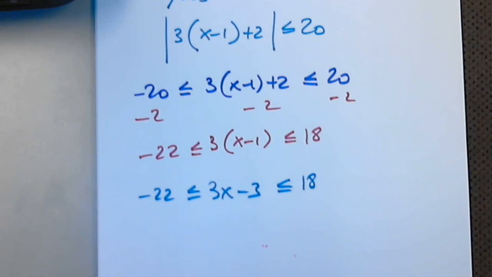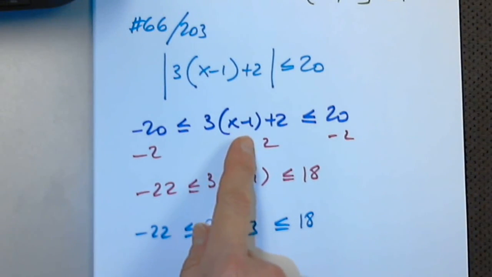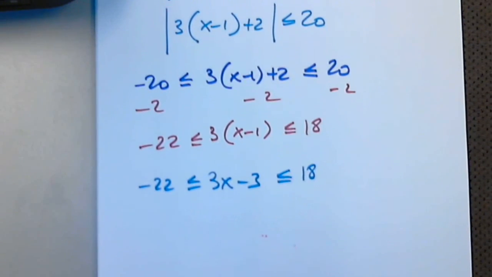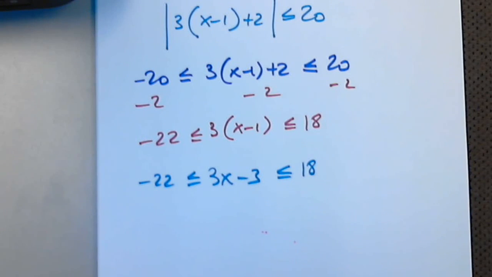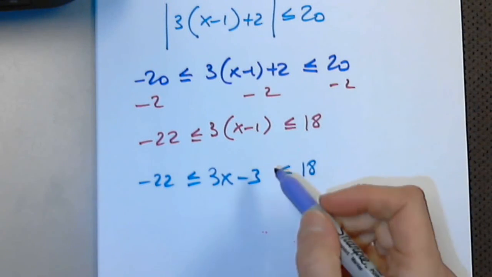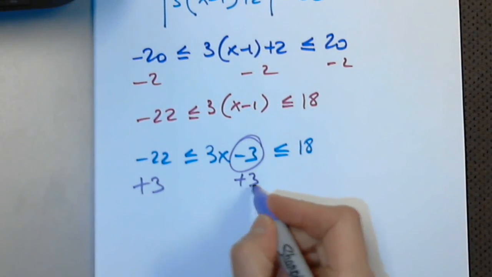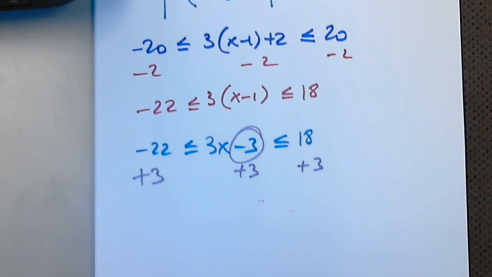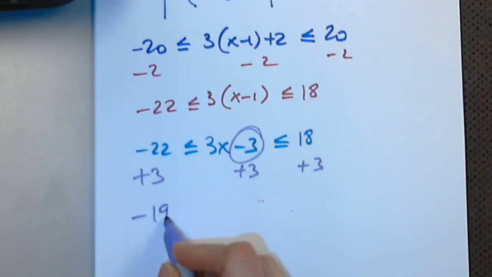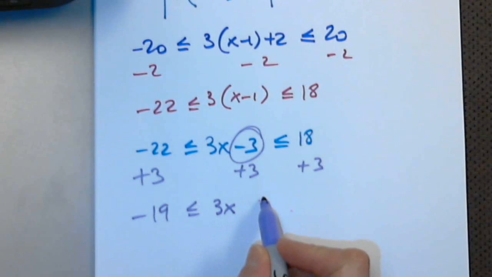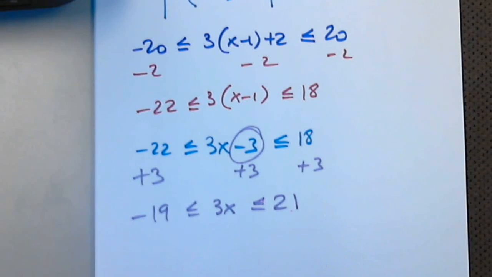Normally, if you decide to do that, I would have distributed first and then combined like terms, but it's not a mistake. It's fine. We're going to get the same answer. So now, again, I have to get rid of the weakest link. Which one is the weakest link now? Negative 3. Yes. How do I get rid of it? Add 3. I add 3 to all three sides. So the left-hand side is negative 19. The middle part is 3x. The right-hand side is 21.